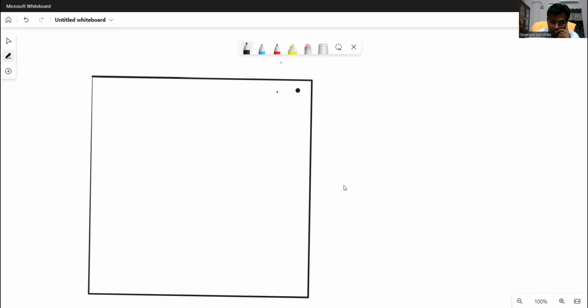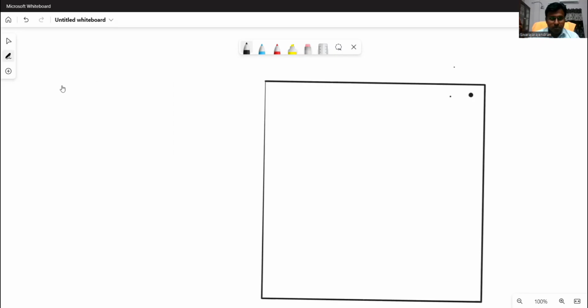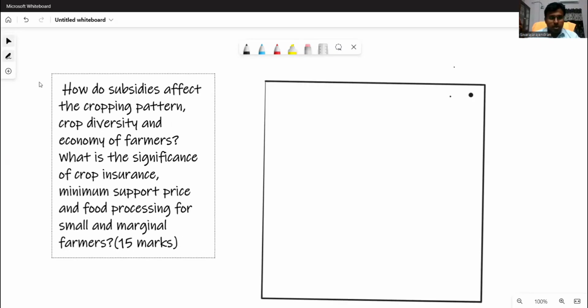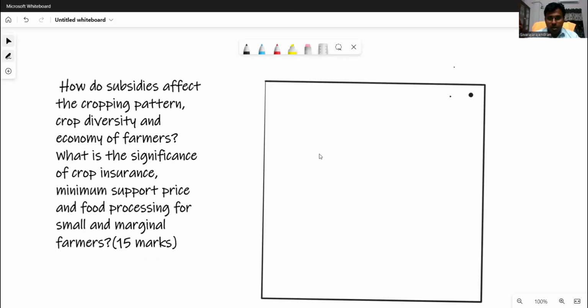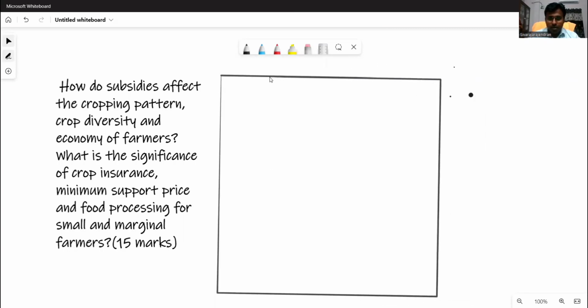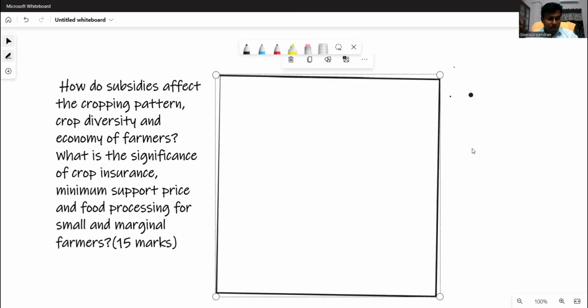So I'll start with that one question itself, because the question has many parts. Look at this question. How many parts does it have? See how subsidies go into that question. It's a clear indication of how the questions are going to be asked in civil services.